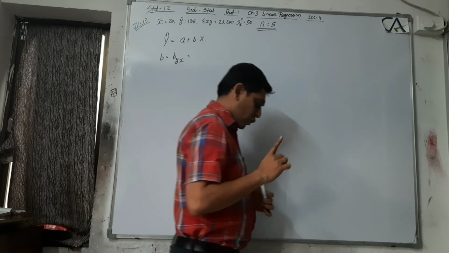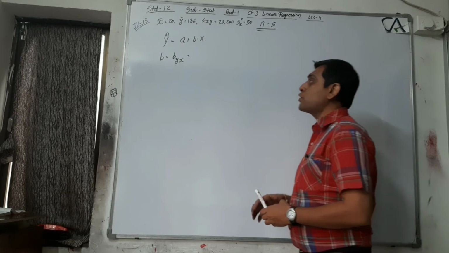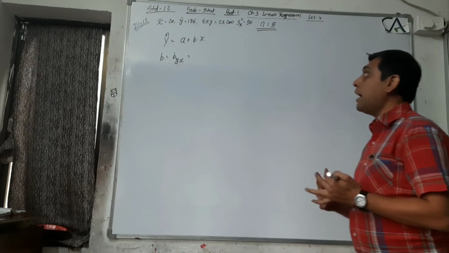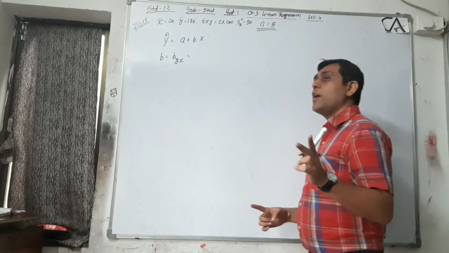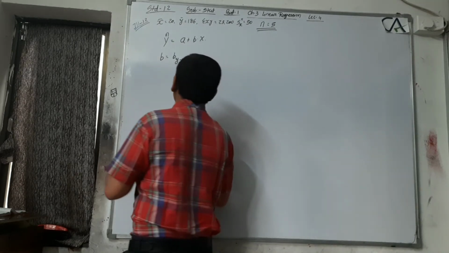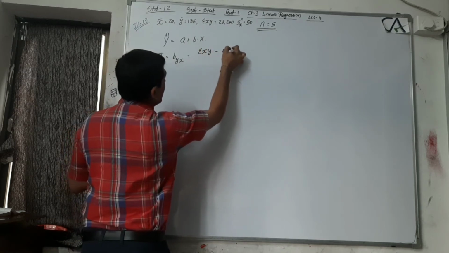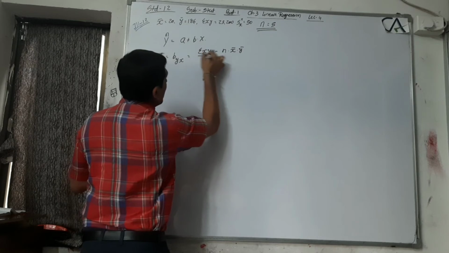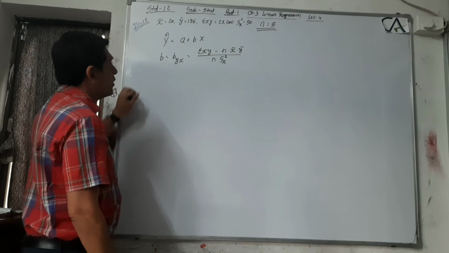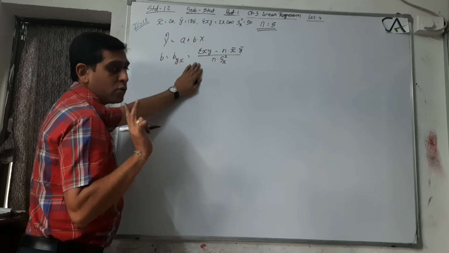But here covariance of xy is also not given. When covariance of xy is not given and sigma xy, x bar, y bar and sx square is given, we have to use the formula part 2 of formula number 1, short sums. That's why we are writing this formula, sigma xy minus n into x bar into y bar upon n into sx square. This is the short sums formula number 1 part 2.